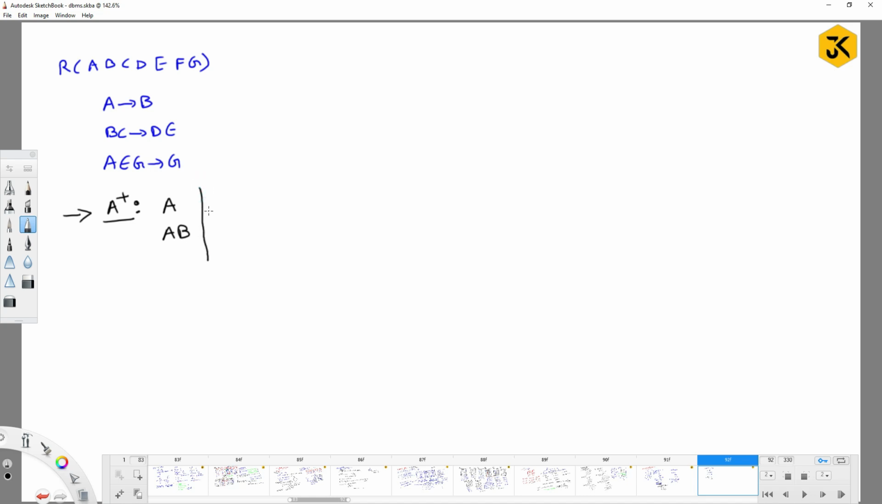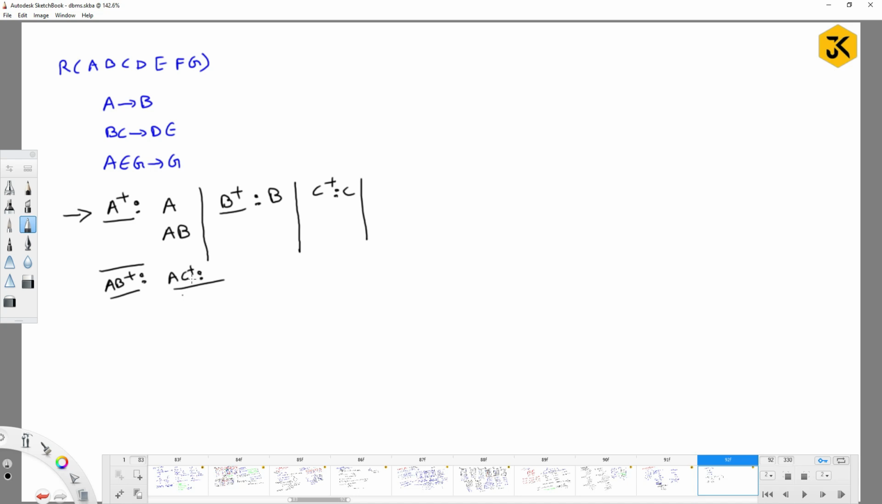Am I right? Yes. Similarly, can you find out the closure of B? B itself is B. Is anything possible? No. B doesn't determine any other functional dependency. Similarly, try to find out C plus, which is C, D plus is D, E plus is E, F plus is F, G plus is G. Next level is you have to go with AB plus and AC plus. Like this, you have to find out all the cases.